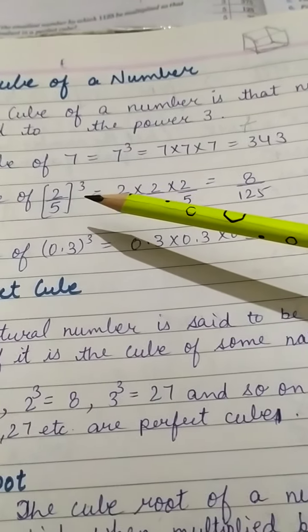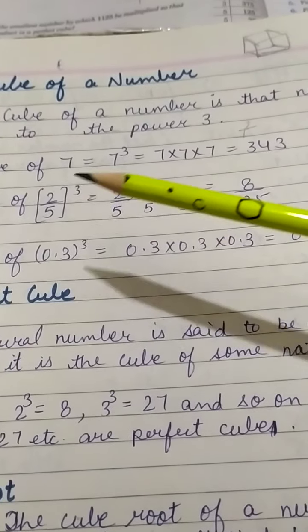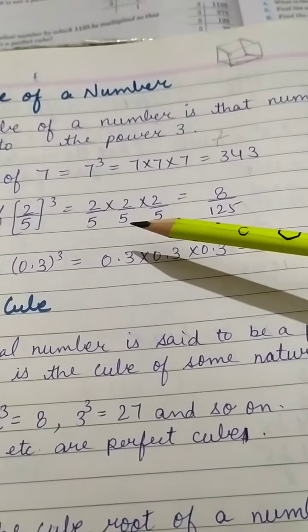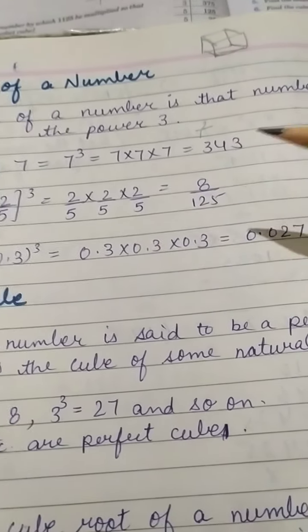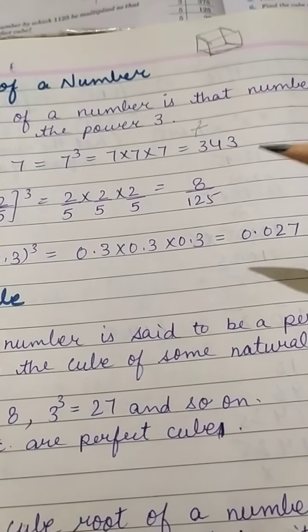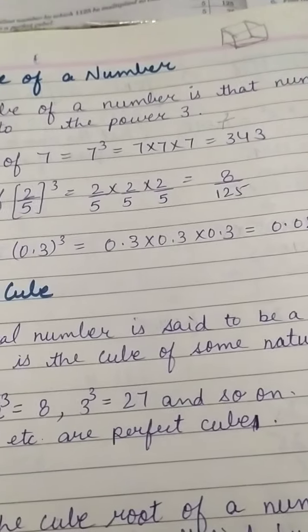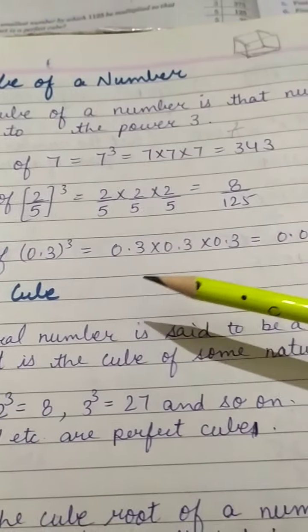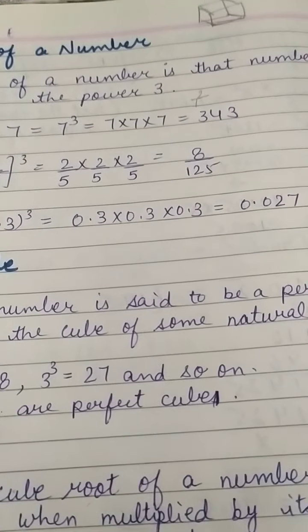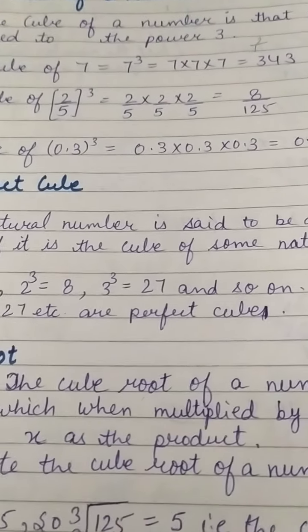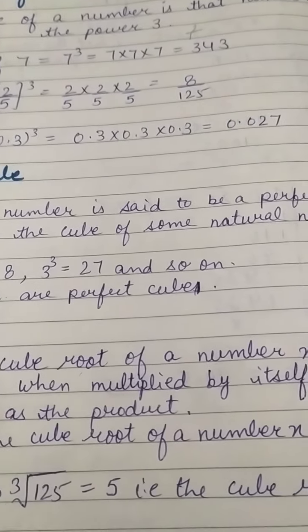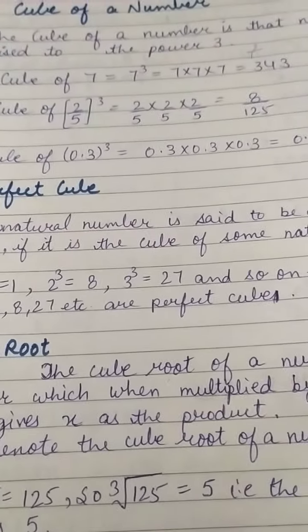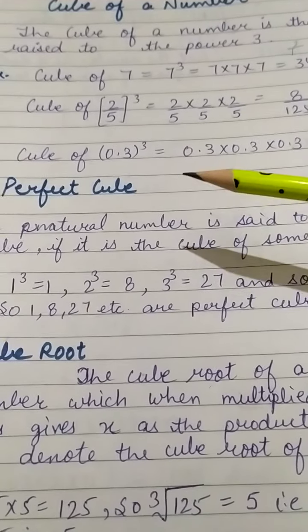Similarly, if we have to find out the cube of a fraction, we have to multiply that 3 times. So 2 upon 5 into 2 upon 5 into 2 upon 5 will be 8 upon 125. Alright. Now, if we have to find out the cube of a decimal, again we have to multiply it 3 times, means 0.3 into 0.3 into 0.3 will be 0.027. Clear?